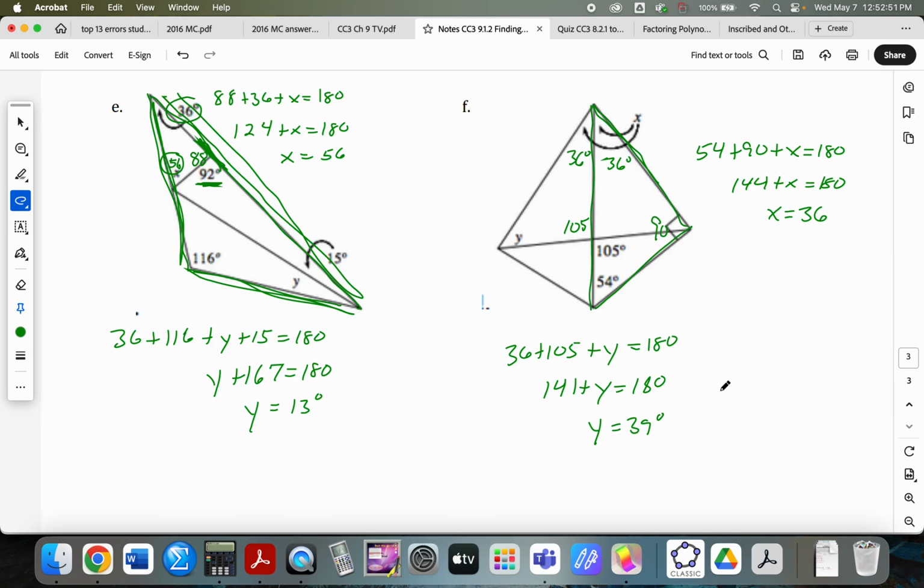Yes. Which angle is the 105 degrees? Which one of the corners is the 105 degrees? It's this angle. Yeah, it looks really confusing.